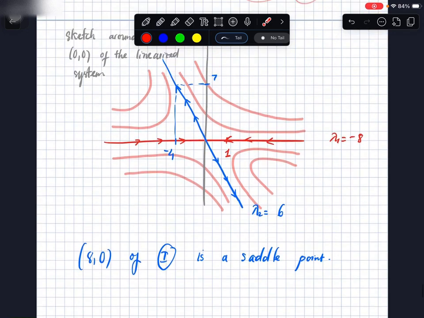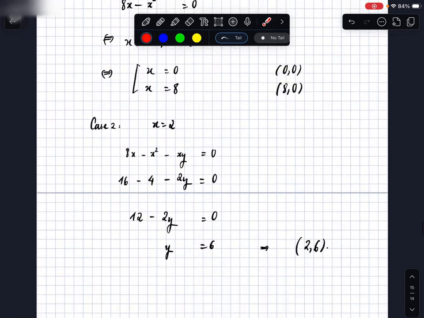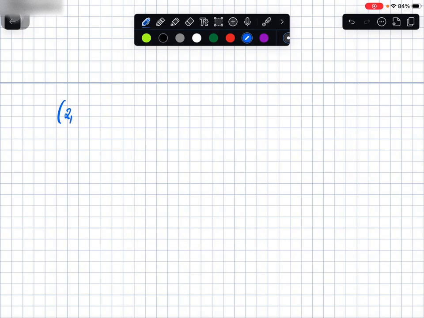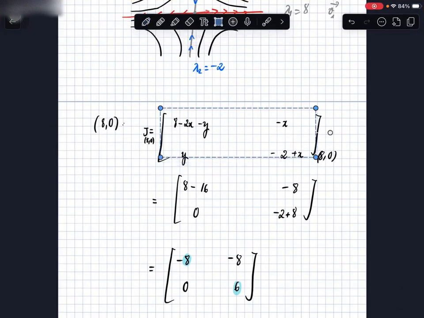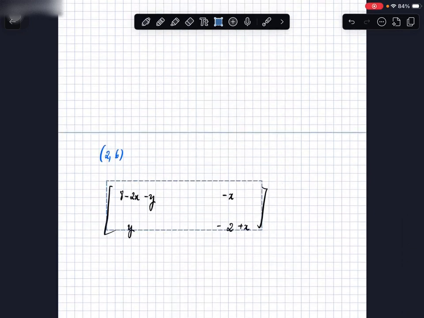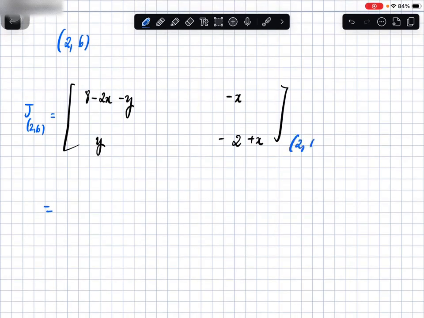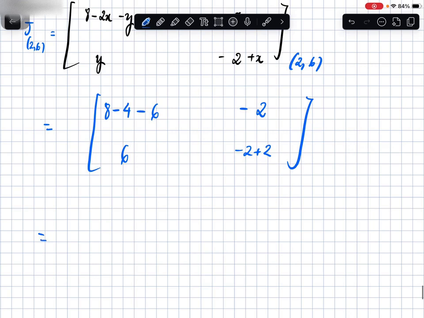Now we look at the last critical point. The last critical point is (2, 6). Now look at the Jacobian matrix at that point, the Jacobian matrix at (2, 6). So we have x equal to 2, y equal to 6, and the matrix is (-2, -2; 6, 0).